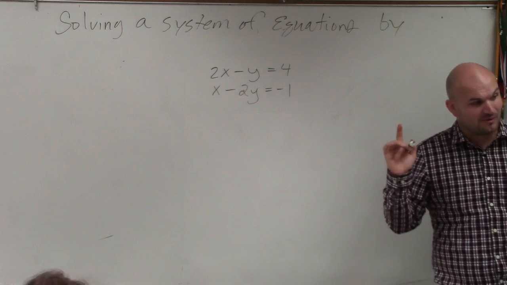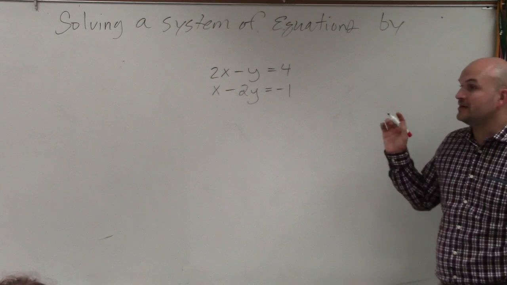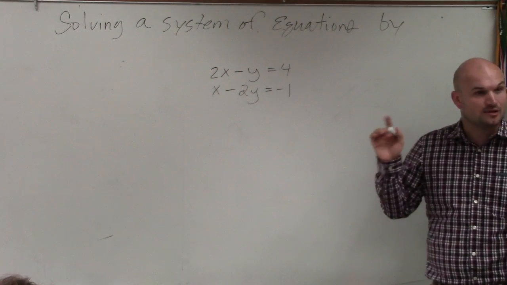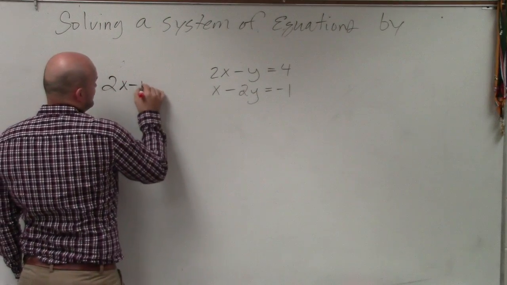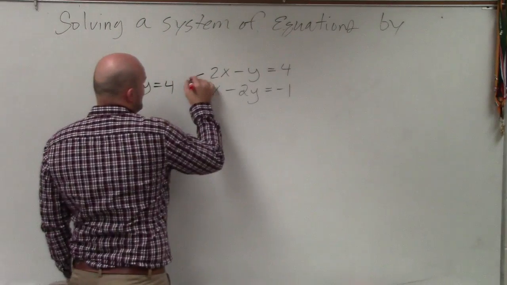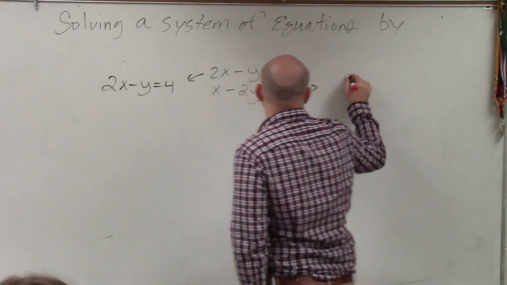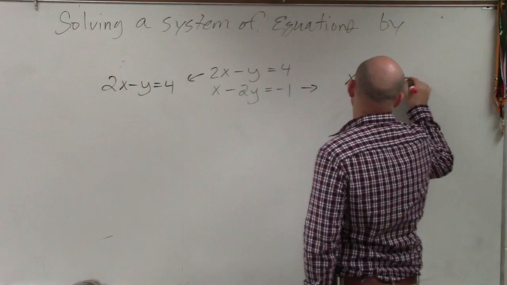Step number one, I kind of have it memorized. Step number one is to write your equations in slope-intercept form. So basically, I'm just going to show my work and separate the two equations here. And x minus 2y equals -1.